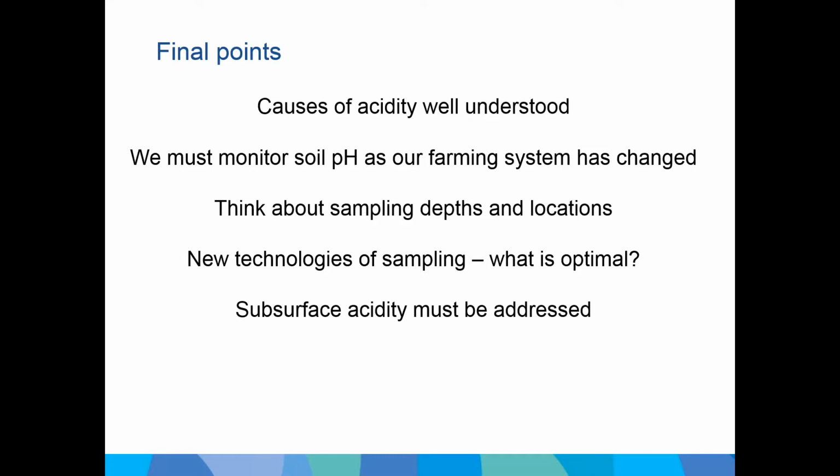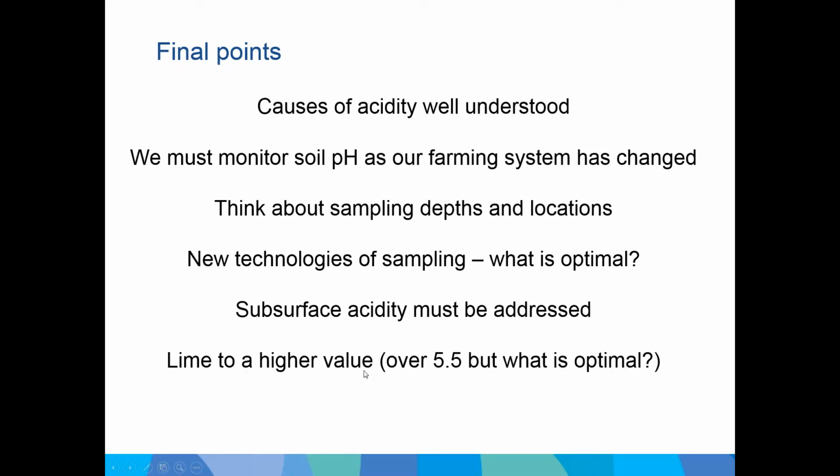And so, yeah, I think we do need to address that subsurface acidity. At the moment, from what we've seen, it would make sense to lime over a pH of 5.5 as a target, but we really don't know what's the optimal pH. Is 5.5 the best? Is 5.8 the best? Is 6? We don't have the data to demonstrate that in terms of benefit to the farming system, benefit to the soil properties, and the rate of movement. So there's more work to be done.